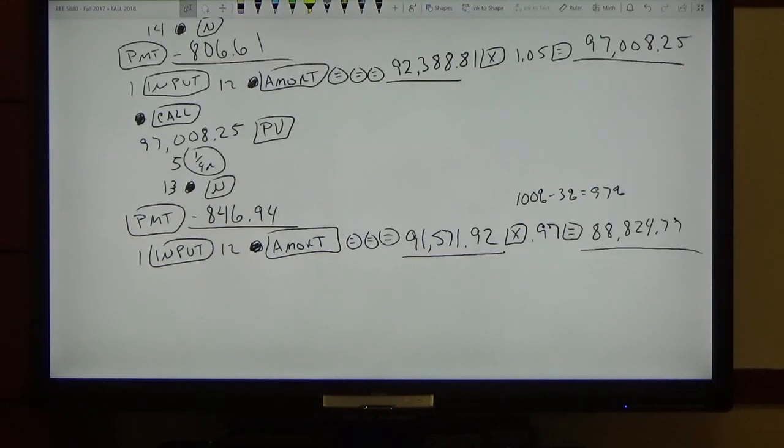And so we're saying that at the end of year three, if we were to pay off the loan, the payoff amount would be this at the end of year three. Okay? Does that make sense? Okay. All right.